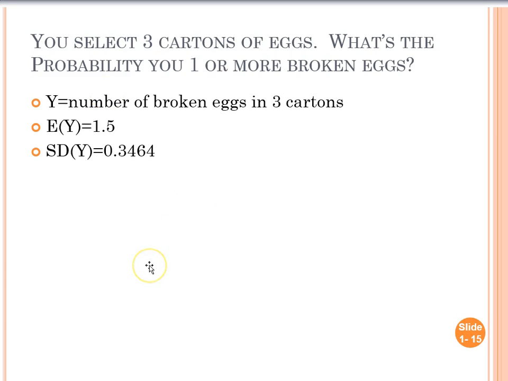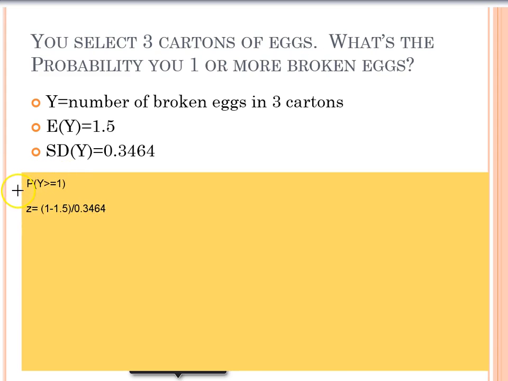We can use our normal model to answer that question. So the question we're interested in answering is the probability that our number of broken eggs in 3 cartons, y, is greater than or equal to 1. So we can notate it that way.